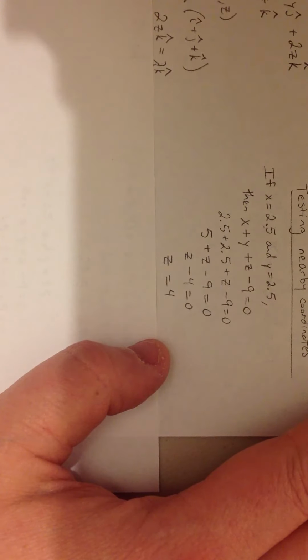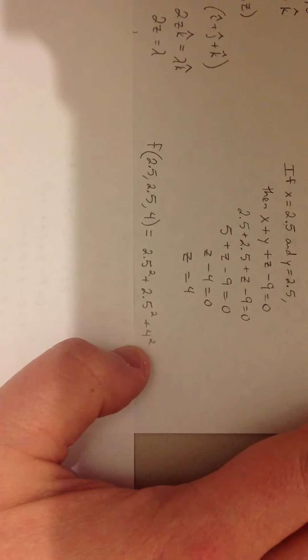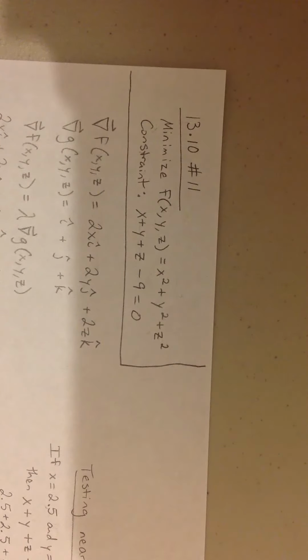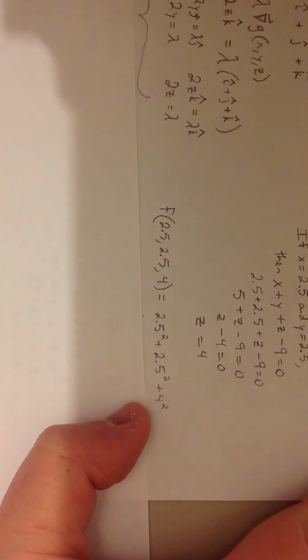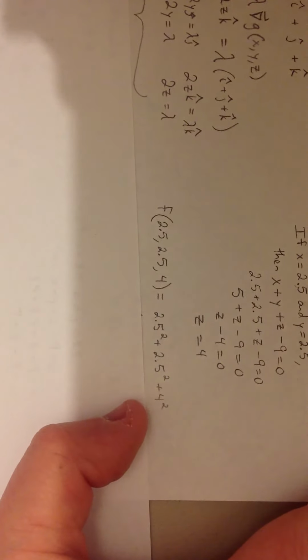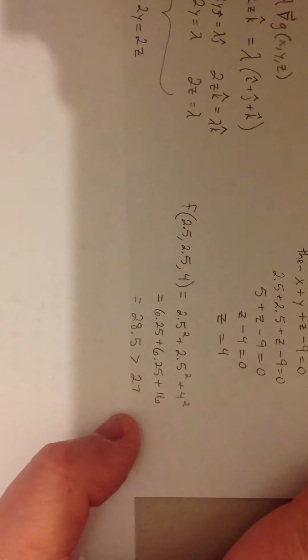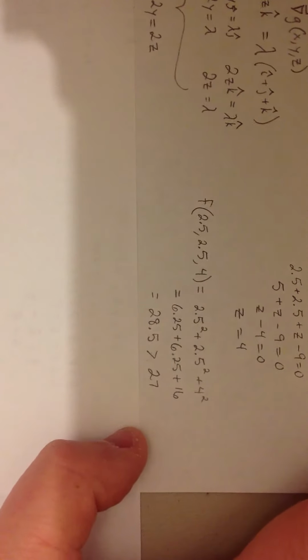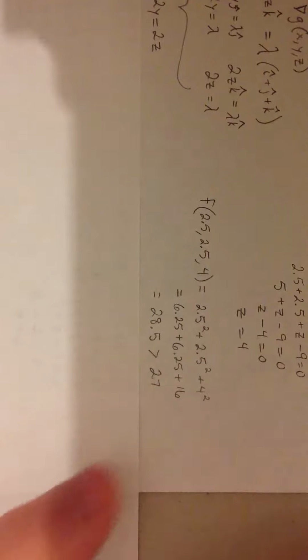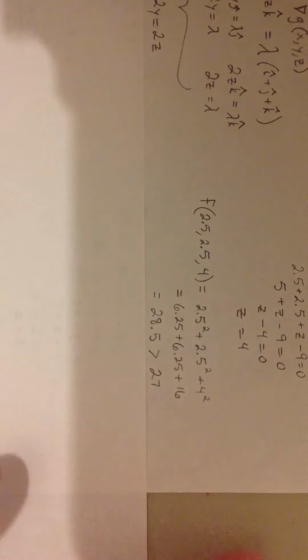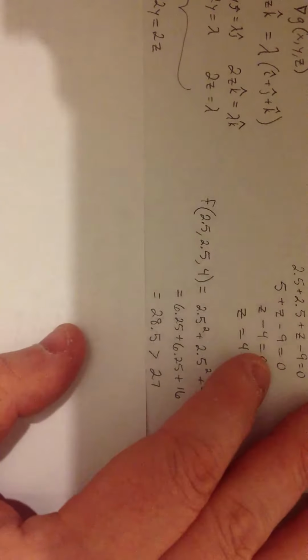Given that we've picked an x and a y, and we now have a z, we can plug those into our original function f, x squared plus y squared plus z squared. So we can take our x, y, and z and square them, add them together, and we get 28.5, which is greater than our original 27 that we got when we plugged in 3, 3, and 3.